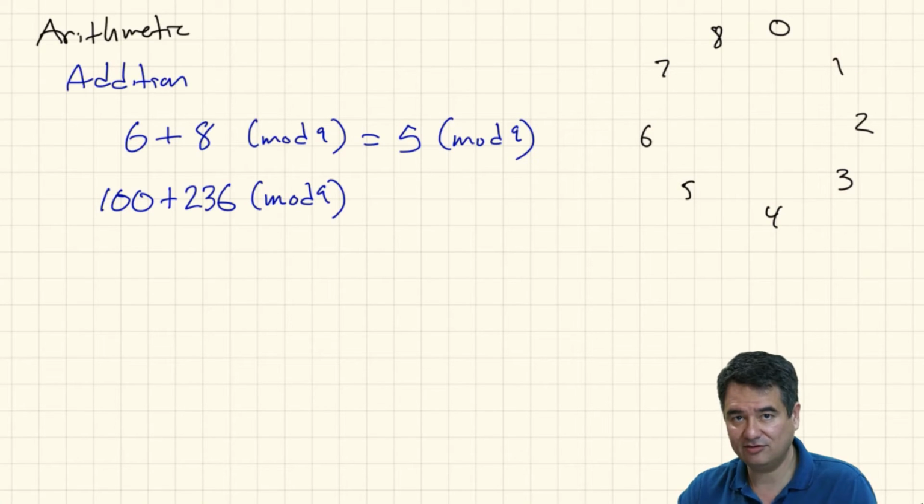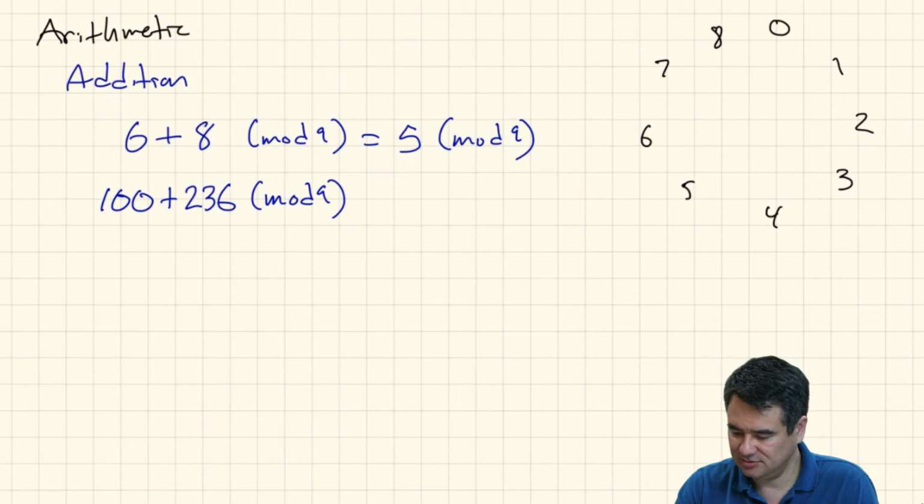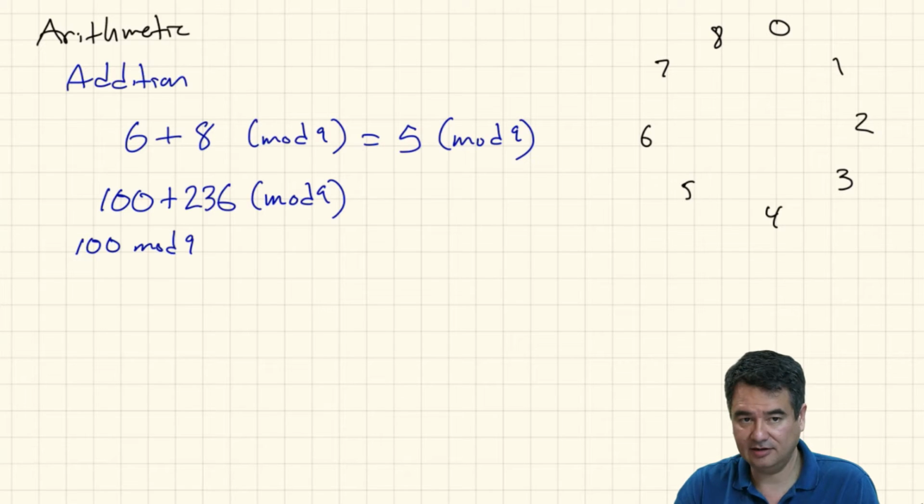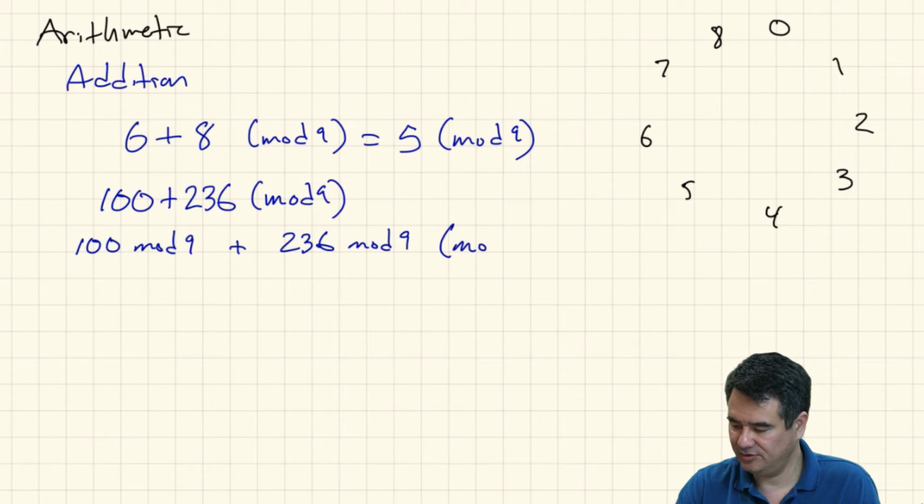But it so happens that there's a kind of an easier way to do addition when you're talking about modular arithmetic, and that is to take the first value and find its value mod 9 and add that to 236 mod 9. So in other words, we could actually do 100 mod 9, add that to 236 mod 9, and then the whole thing in the mod 9 counting system, and that becomes our equivalent value. So let's figure out what 100 mod 9 is.